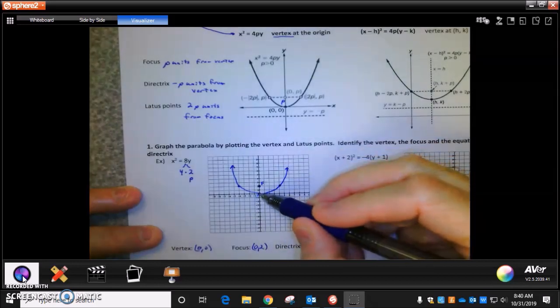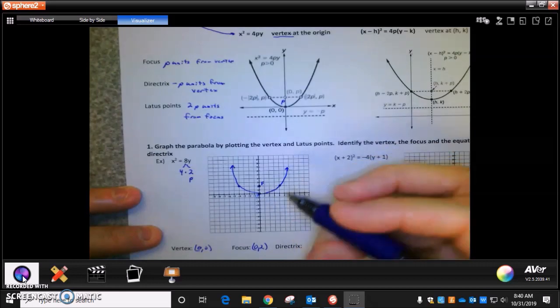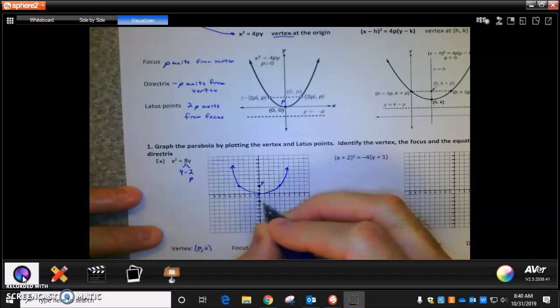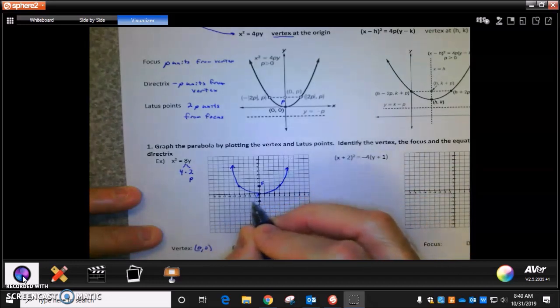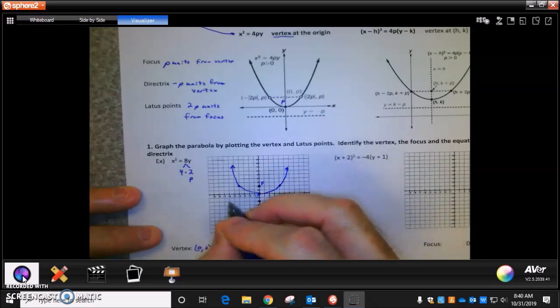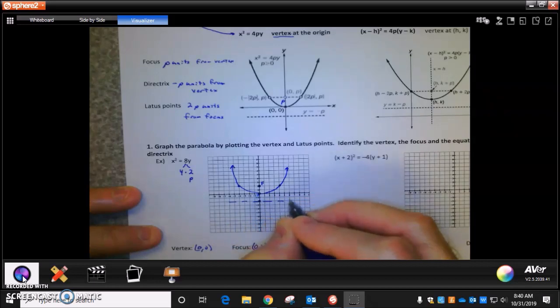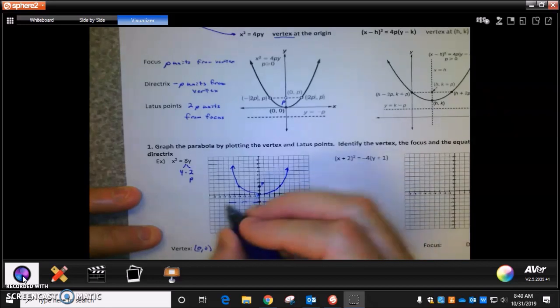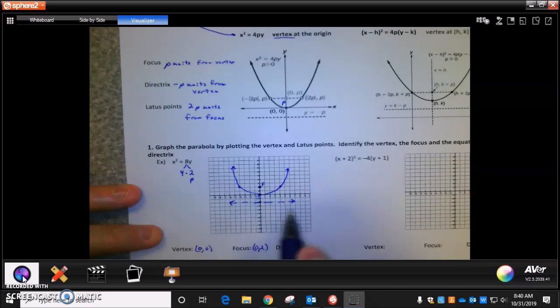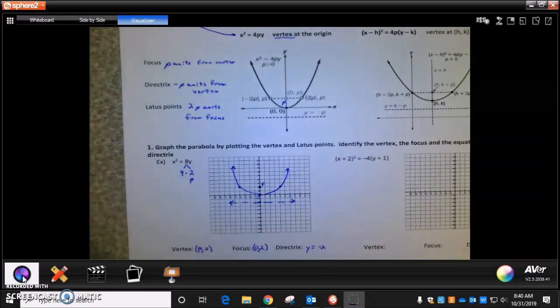Well, again, if my focus was 2 above the vertex, my directrix is going to be 2 below. So I'm going to go down 2, and then your directrix is a line. It is a horizontal line that goes through the number -2. So I'm going to draw that line. I'll draw it as a dotted line. If you draw it as a solid line, that's okay. But I'm going to draw it as a dotted line just to show that it's actually not part of my graph. It's just a tool that I'm using for my graph. But that horizontal line, y equals -2, is my directrix.